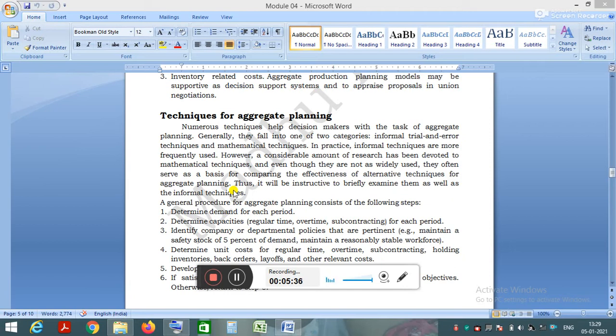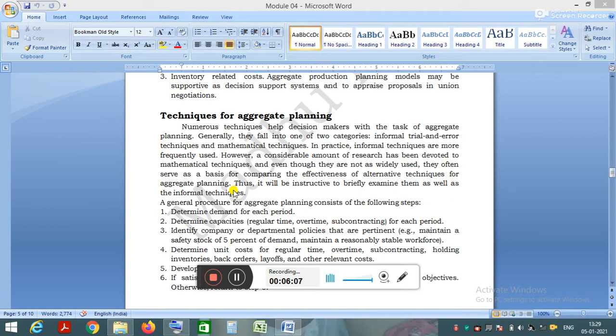What is the total amount of products that we can manufacture? What is the maximum service that we can offer if it is a service organization, including regular time, overtime and subcontracting also? The first step is to determine the demand. The second step is to determine the capacity of the organization.